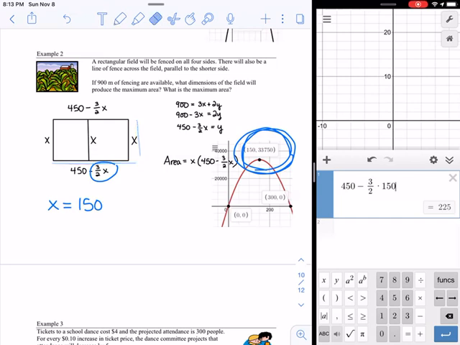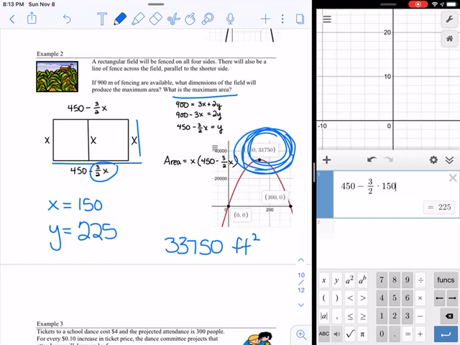Okay, and that's really all that you needed to know. The dimensions, well, let's see, y would equal 225. So those are the dimensions that produce the maximum area. And what is that maximum area? Well, looks like 33,750 square feet are going to be your maximum area. Oh, I'm sorry, it's meters, square meters. So here is the maximum area that you can get for your garden.